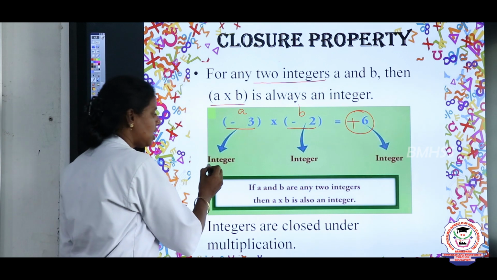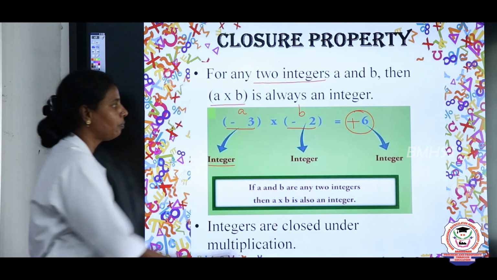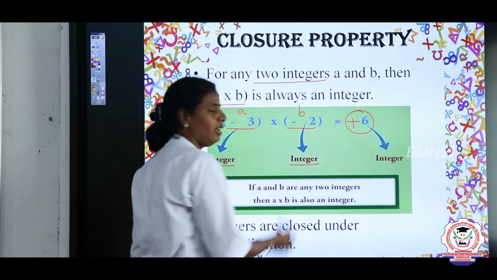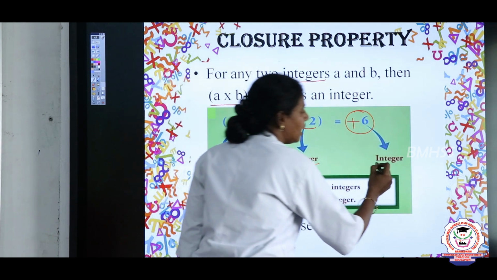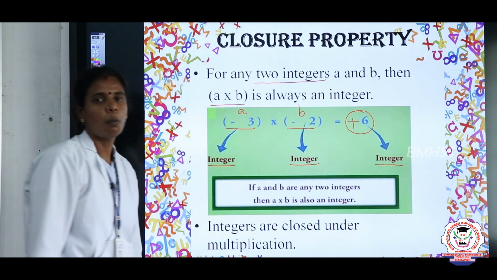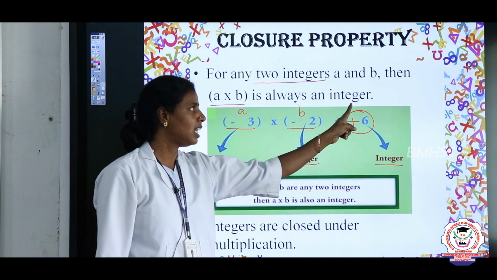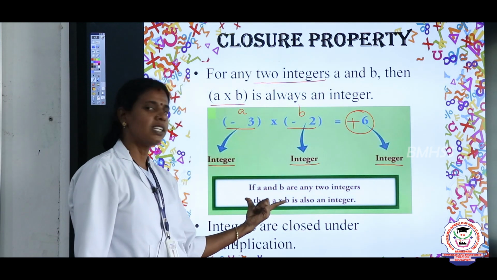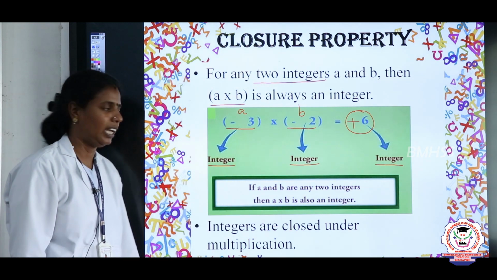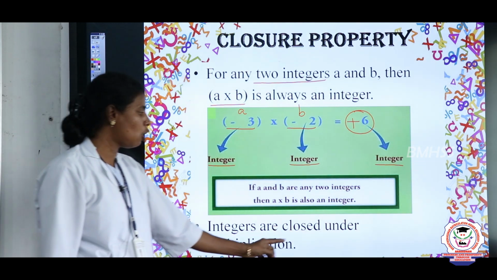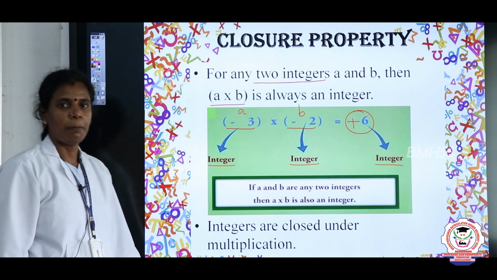Here minus 3 is a negative integer, and minus 2 is also a negative integer, which gives the answer plus 6, which is a positive integer. So the product of any two numbers gives an integer, then it satisfies the closure property of multiplication. Therefore, integers are closed under multiplication.